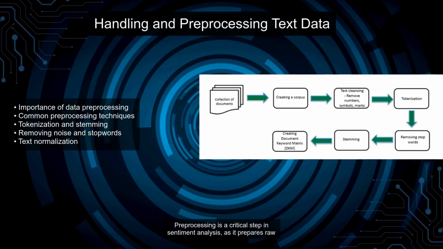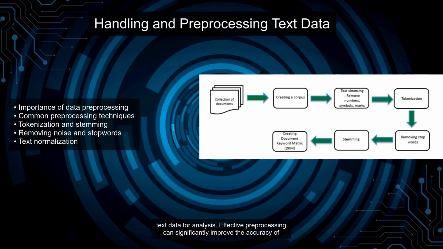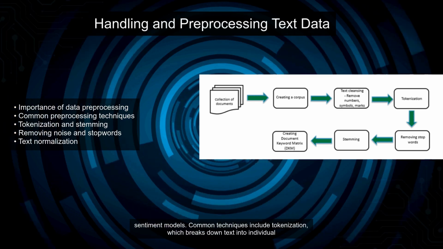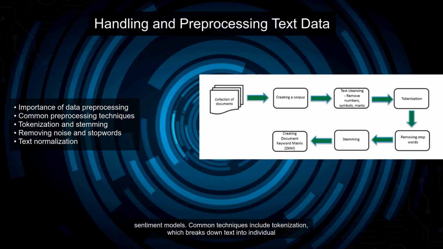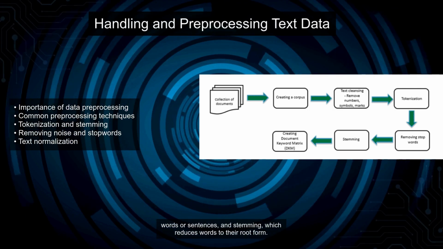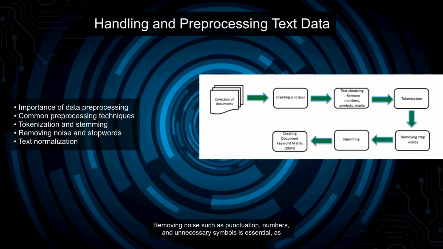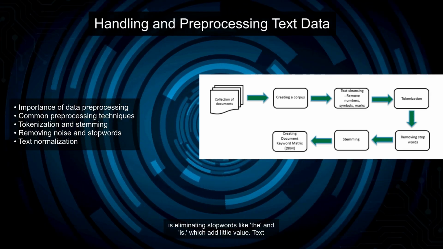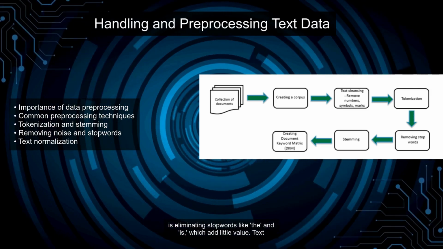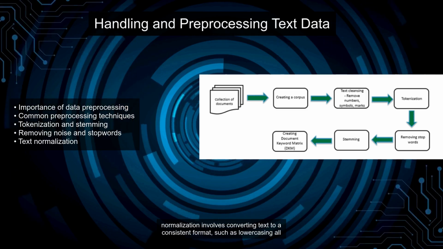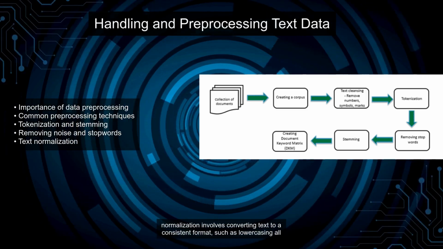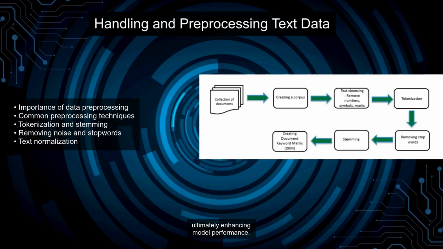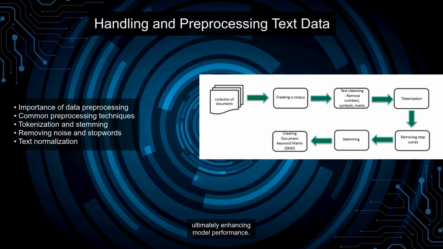Preprocessing is a critical step in sentiment analysis, as it prepares raw text data for analysis. Effective preprocessing can significantly improve the accuracy of sentiment models. Common techniques include tokenization, which breaks down text into individual words or sentences, and stemming, which reduces words to their root form. Removing noise such as punctuation, numbers, and unnecessary symbols is essential, as is eliminating stop words like "the" and "is," which add little value. Text normalization involves converting text to a consistent format, such as lowercasing all words. These steps ensure the data is clean and suitable for analysis, ultimately enhancing model performance.